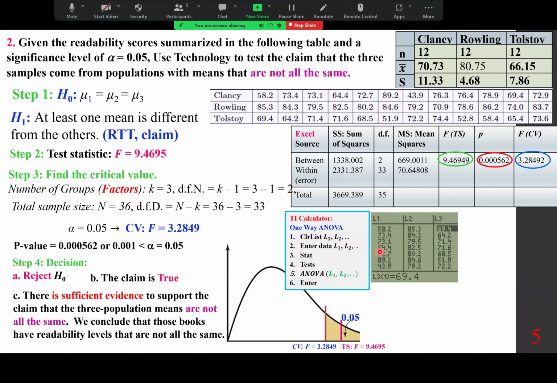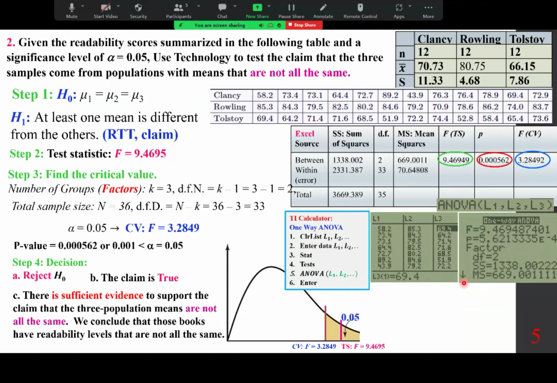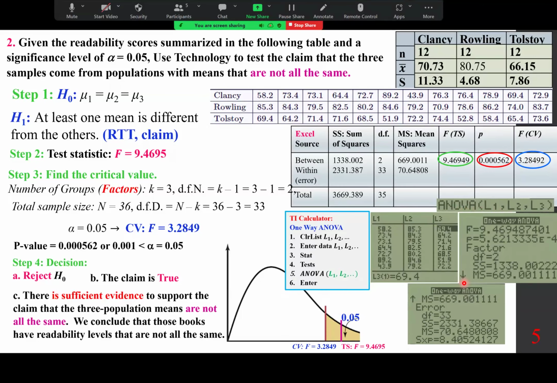So first, let's fill up L1, L2, L3. So 58.2, 73.4, and the rest of them. L2: 85.3, 84.3, and the rest of them. And then the last one, 69.4, 64.2, and the rest of them. And then you simply put ANOVA, L1, L2, L3. That's all. And because there is an arrow, you go to the next one. And here's everything you get. Let's see what it gives us.